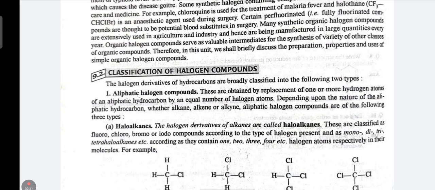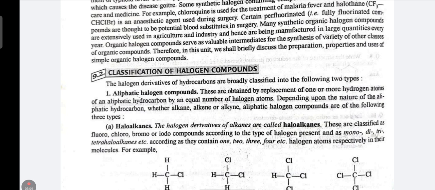Halogen derivatives of hydrocarbon are broadly classified into two types. First one is aliphatic halogen compounds. These are the compounds obtained by the replacement of one or more hydrogen atoms of an aliphatic hydrocarbon by an equal number of halogen atoms, depending on the nature of the aliphatic hydrocarbon, whether alkane, alkene, alkyne. Aliphatic halogen compounds are of the following three types.